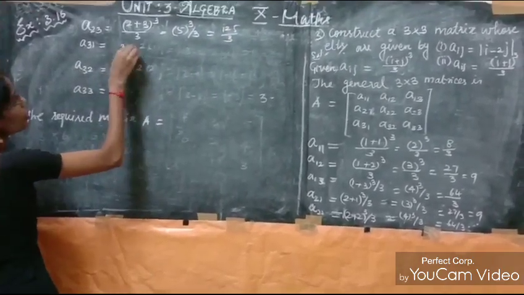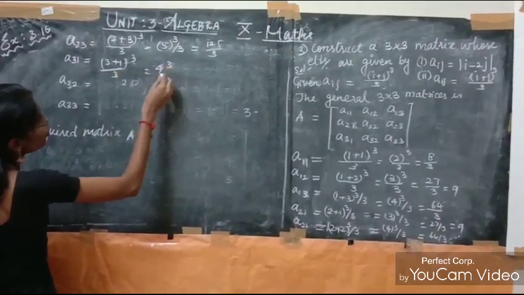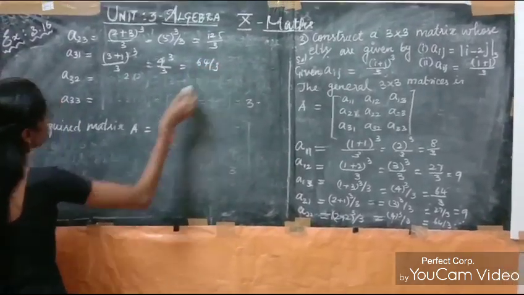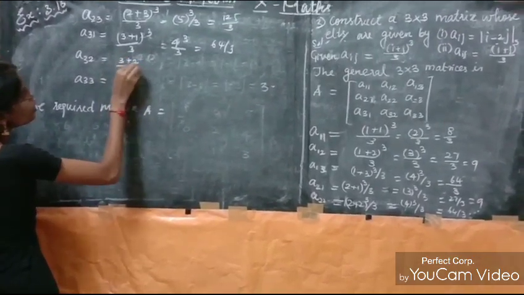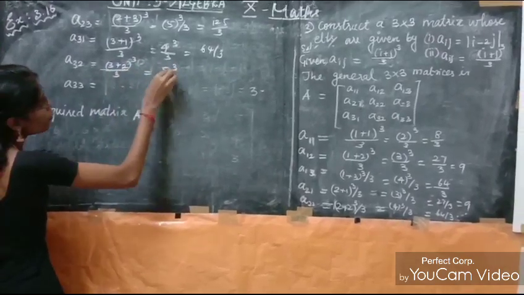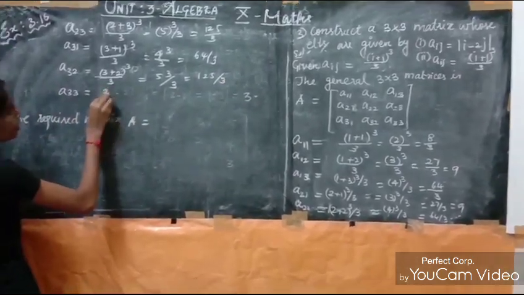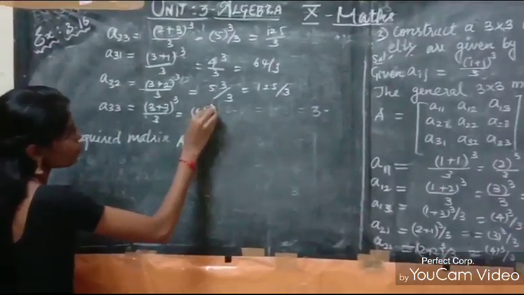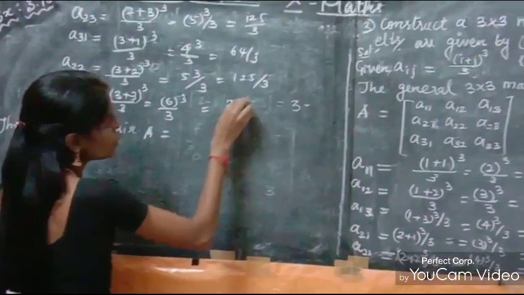A31. 3 plus 1 whole cube divided by 3. 4 cube by 3, 4 cube is 64, by 3. A32. 3 plus 2 whole cube divided by 3. 5 cube by 3, 125 by 3. A33. 3 plus 3 whole cube divided by 3. 6 cube, 6 6s are 36, 36 6s are 216. 216 divided by 3.